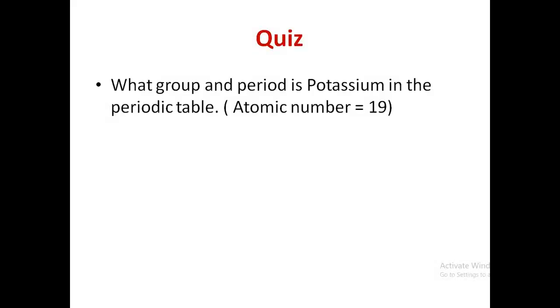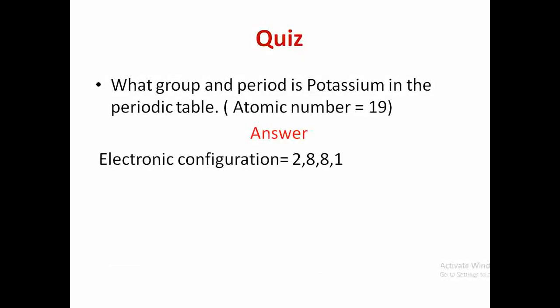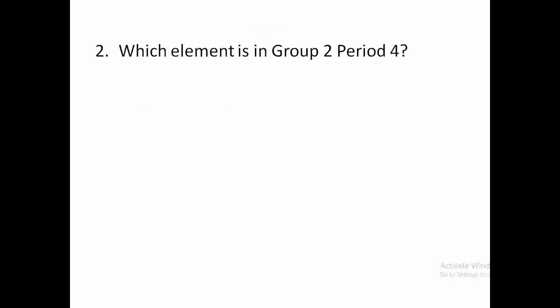Let's look at the quiz. 1. What group and period is potassium in the periodic table? Atomic number equals 19. Answer. Looking at the electronic configuration 2,8,8,1, potassium belongs to group 1 and period 4. 2. Which element is in group 2 and period 4? Answer. Calcium.